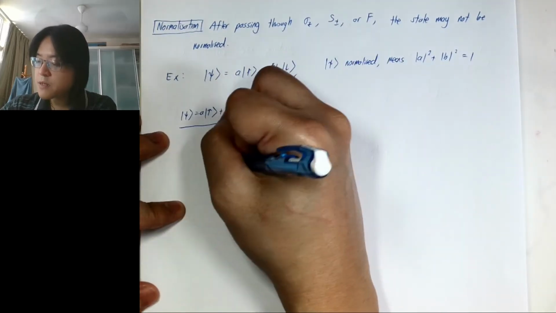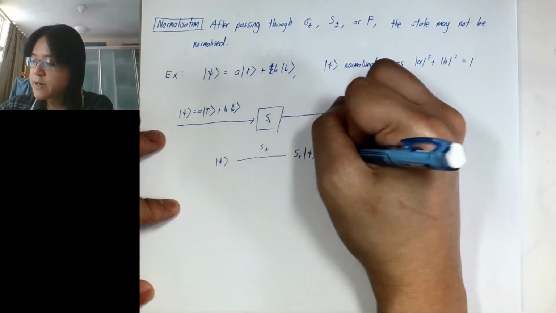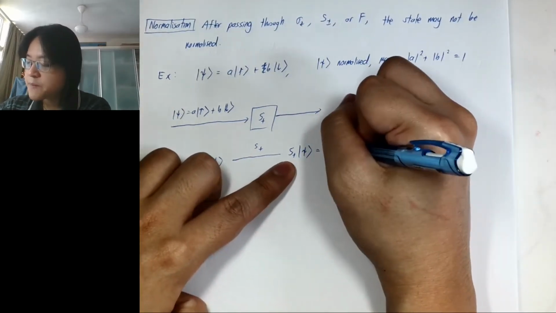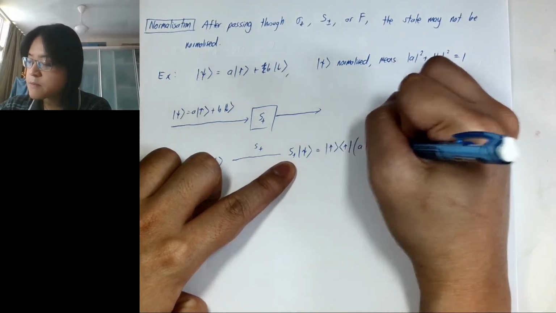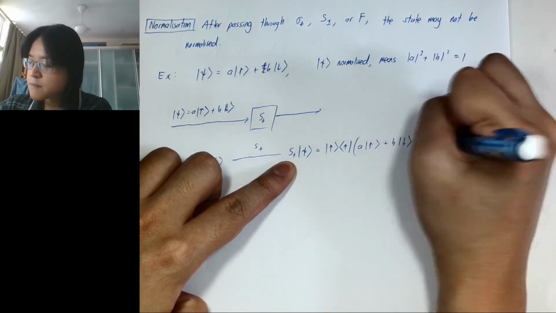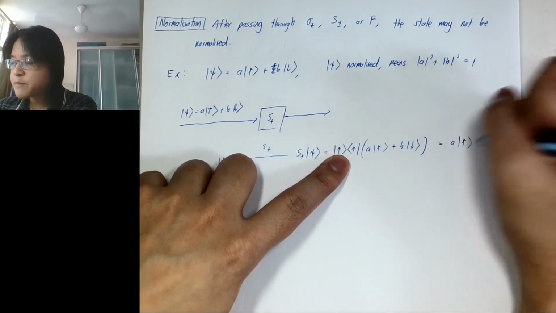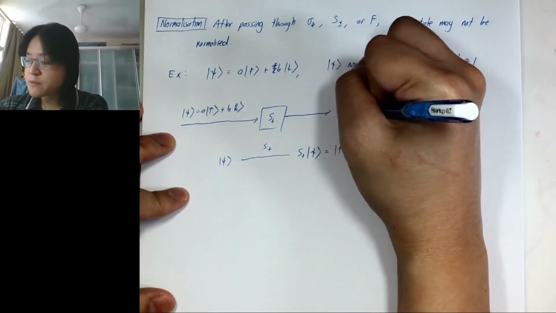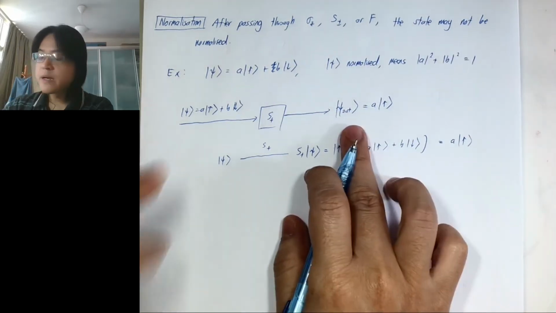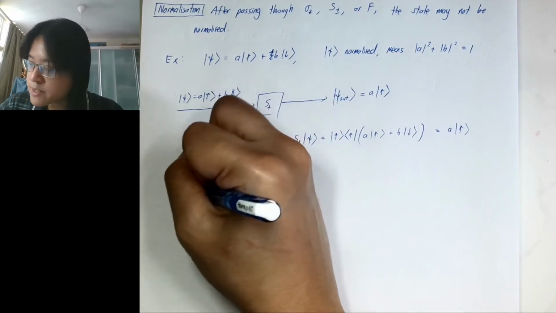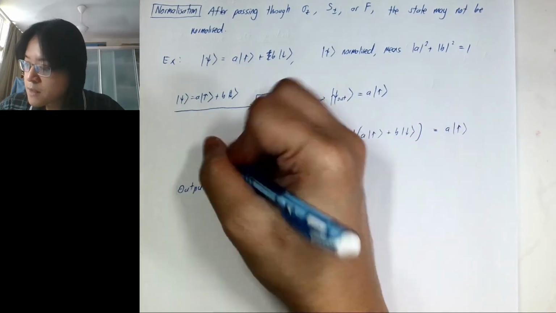My state is here, and then I pass it through my S plus selector, so I get S plus acting on the state. The S plus is the up arrow, and I multiply it by A up plus B down, and then it kills off the down state. So what I have here is the up state left behind. The output is just A up, and this is not normalized, because you can calculate the length is less than 1.